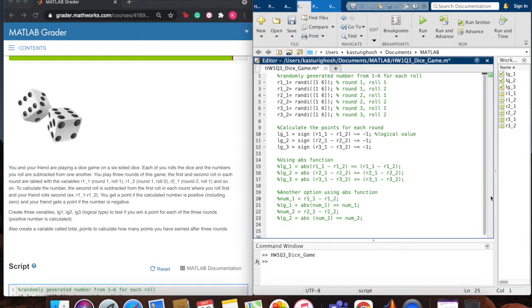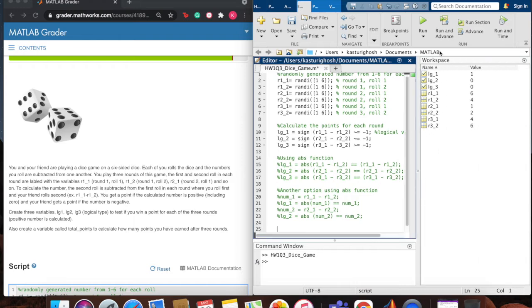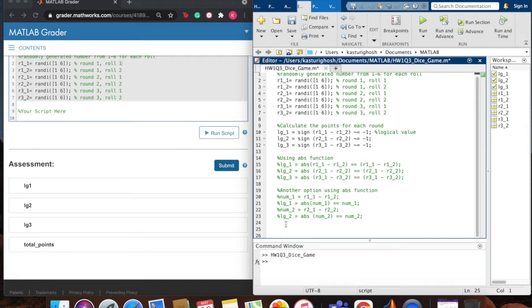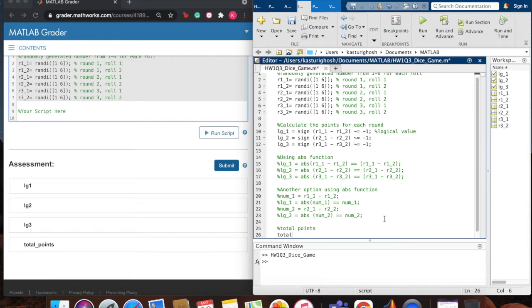Okay. It is always a good option to take a look at your workspace and then compare it with the assessments. So when I'm looking at my workspace, I see I have my LG1, I have my LG2, I have my LG3. However, I am missing my total points, which means I am still missing something from my code, okay? So what I need to do is calculate my total points. So total points. All right, and how would I do this? I'm first gonna write my variable in which I'm gonna store my answers. So total points equals.